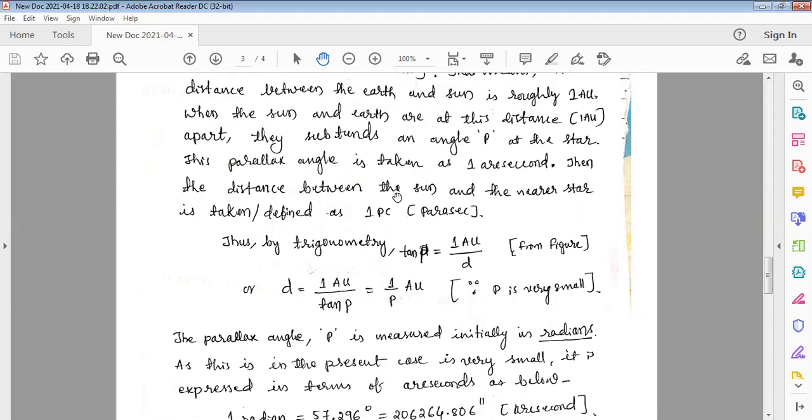Then the distance between the Sun and the nearest star is defined as 1 parsec. So this is another definition that comes in this chapter. That means the distance between the Sun and that nearest star is 1 parsec.